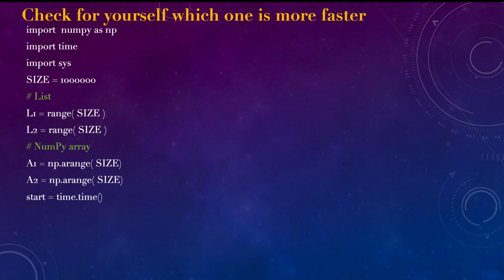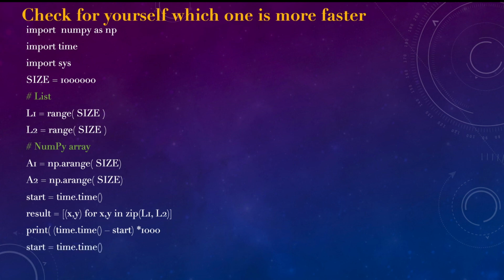Then we have taken the starting time variable, that is start equal to time.time. To add the elements of the lists, we can't directly add L1 plus L2 because it will concatenate the 2 lists. So to add the elements in the list, we have to run a for loop. Then after adding the elements of the list, we have taken the time again and printed how much time it has taken. We have multiplied it by 1000 to get the value in milliseconds.